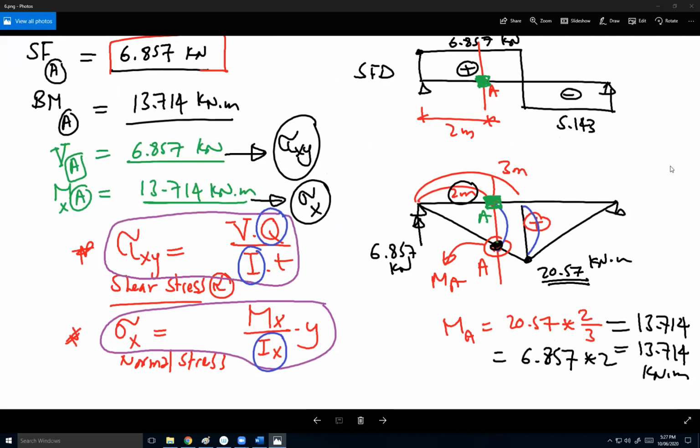My question is why it's positive here? Because it's clockwise for point A. It's clockwise, so it should be negative instead. You mean the moment? Yeah, the moment. We are using it as plus 13714, but it's in the clockwise direction as we can see.